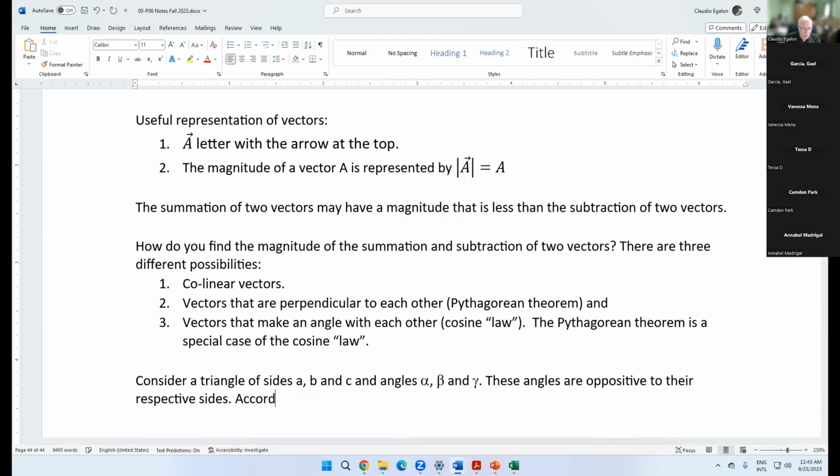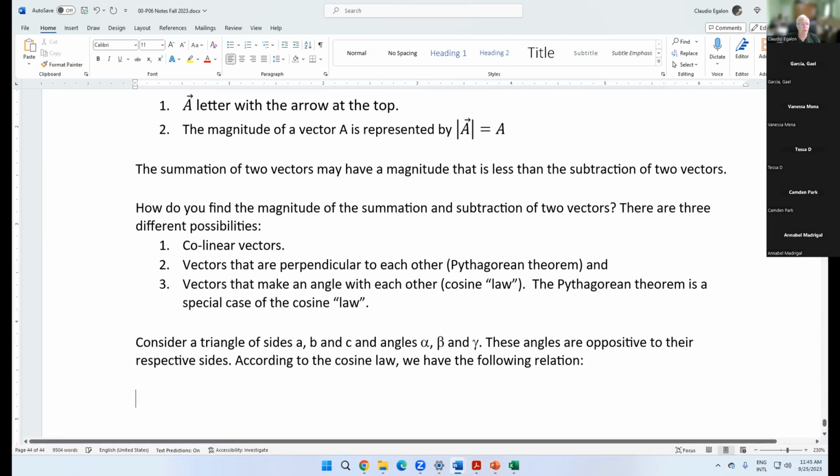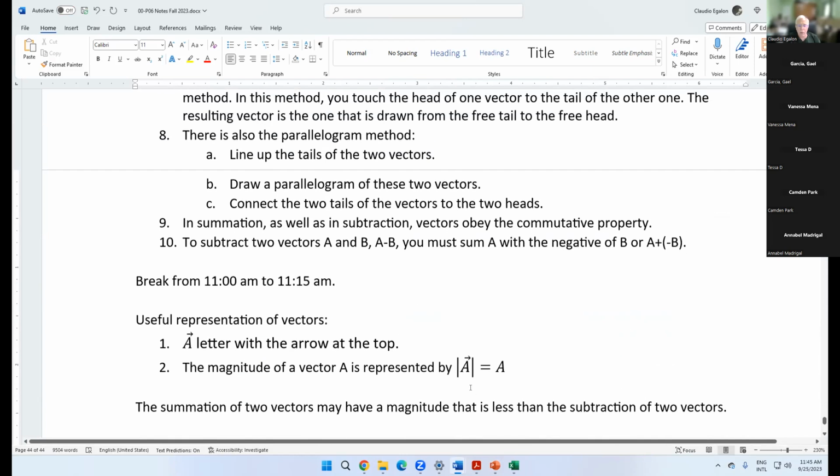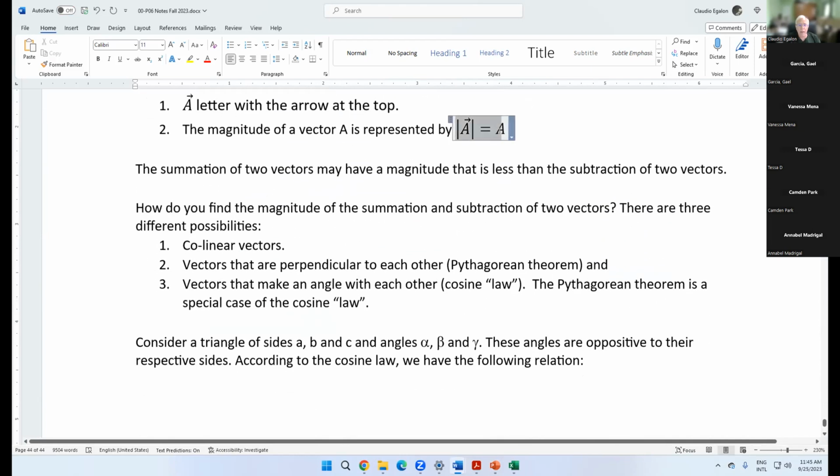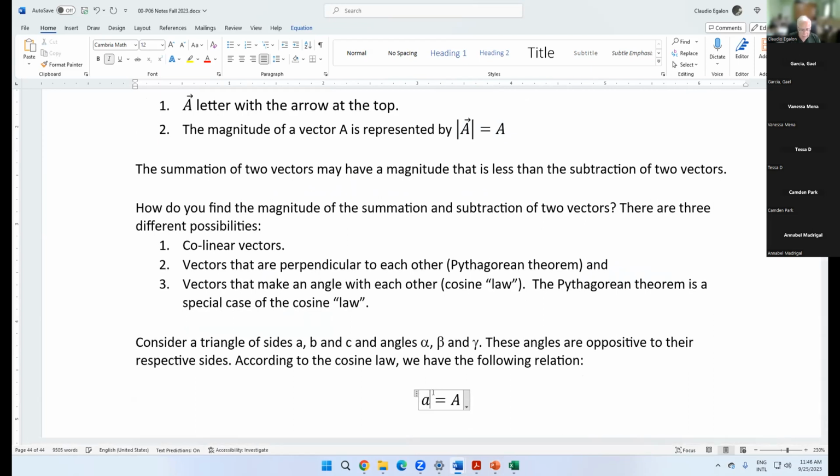Accordingly, according to the cosine law, we have the following relation. It can be derived, but I'm not going to derive it here. It's not difficult to memorize it. And let's not forget that A squared is very similar to the Pythagorean theorem, okay?